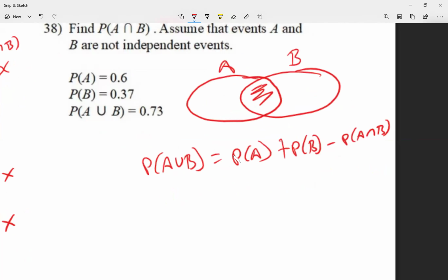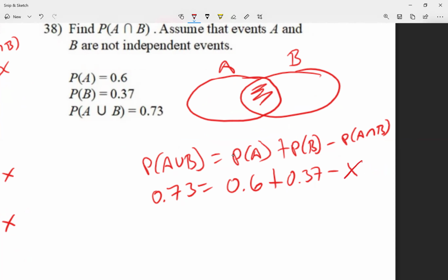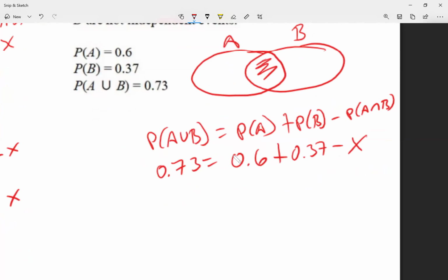Okay, probability of A union B is 0.73. Probability of A is 0.6. Probability of B is 0.37 minus the intersect. I don't know what it is, so let me replace it with a letter. That's what I'm solving for. So it makes sense that I don't know it. So I have that 0.73 is equal to 0.97 minus x. I just combined like terms. That's really what I did.